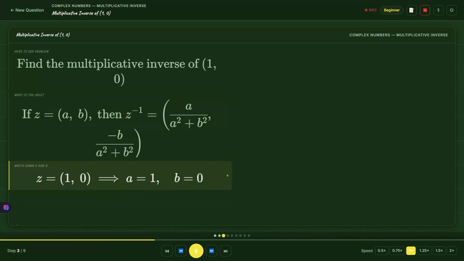Let's look at our number. The first part is 1, so a equals 1. The second part is 0, so b equals 0. Easy peasy.